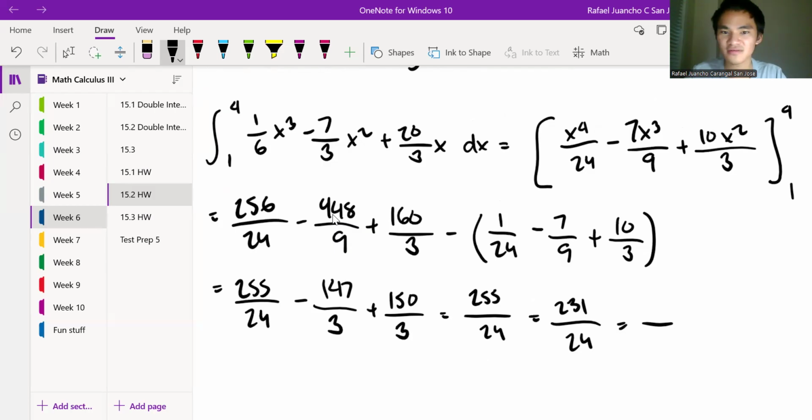64 times 7 is 448 divided by 9. Can I do that? I can't do that. And then this one is times 4. 4 squared is 16. 16 times 10 is 160. So I did get this, right? Check.